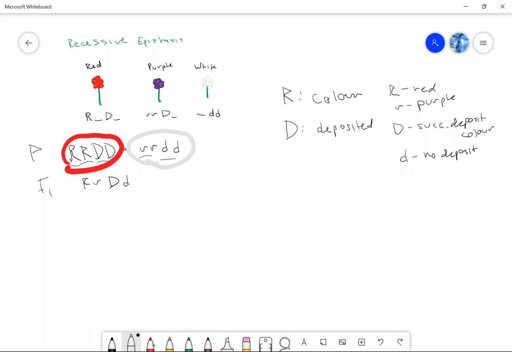But if we look at the F1 generation, we once again look at the epistatic locus, and we see that there is at least one capital D, so pigment is going to be deposited. And now we can look at the other locus, and we see that the red allele is present, and that is dominant to the purple allele. So this flower is also going to be red.